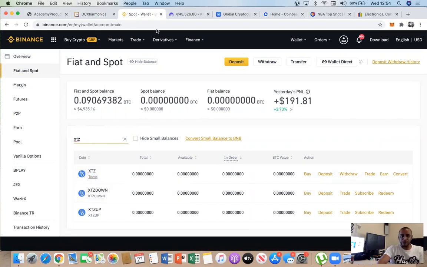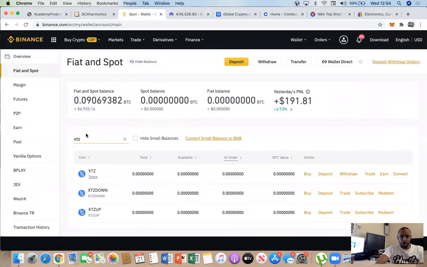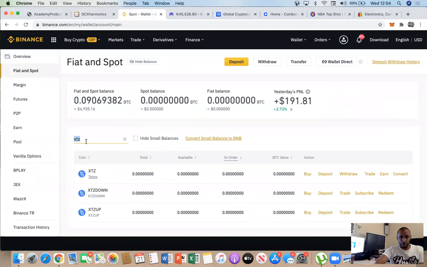How do we trade this now? We've just seen this come in as a potential buy. Remember, the TPs are above the entry, so this would be a buy. You with me? So we would go back into our spot. I look for my XTZ. Remember, the XTZ is here. I got this information from here. You with me? XTZ USDT. So I've converted my USDT. That's ready, right? That was step one. Now I'm looking for my XTZ.